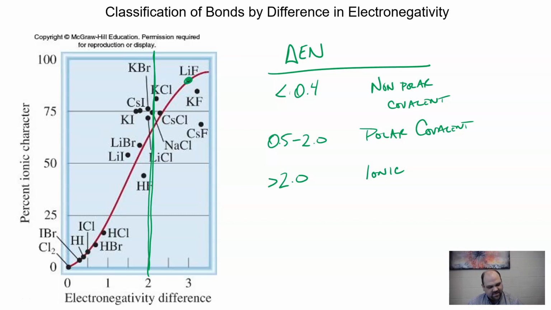So lithium fluoride up here at 3 is ionic for sure. But lithium bromide, lithium chloride, lithium iodide, all of these are a little bit polar covalent, a little bit ionic. This is a continuum rather than discrete topics. And then all these down here are polar covalent, or remember this here is our cutoff, and so these are what we consider nonpolar.